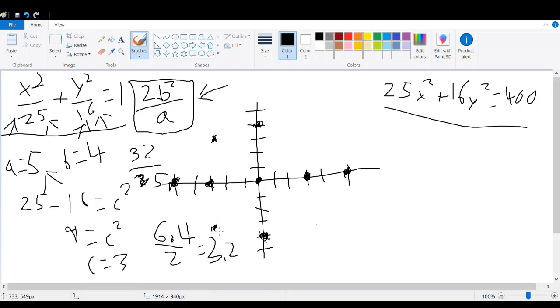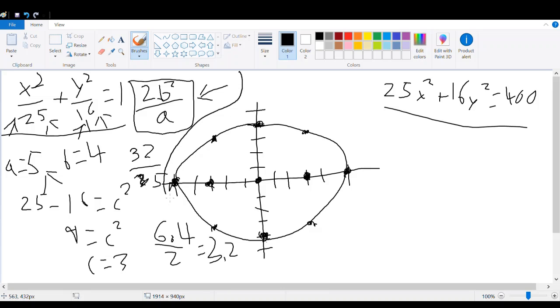0.2, 0.2. And our focal width should form a nice box. I wouldn't really call that a square. And then we have our ellipse. That's just this equation.